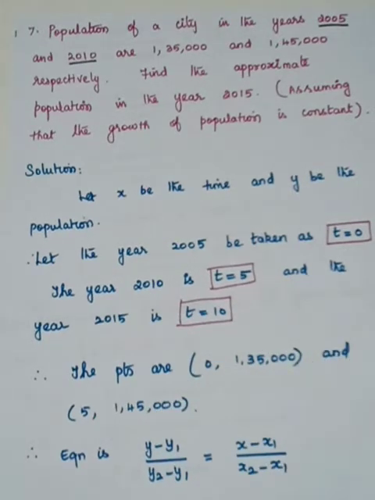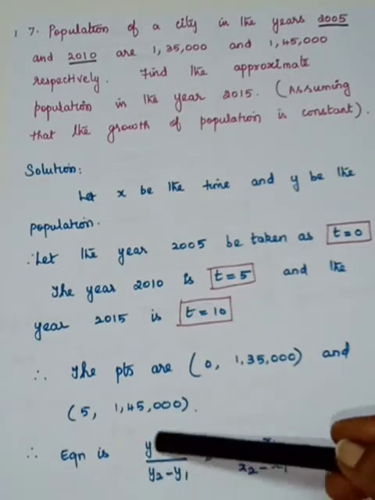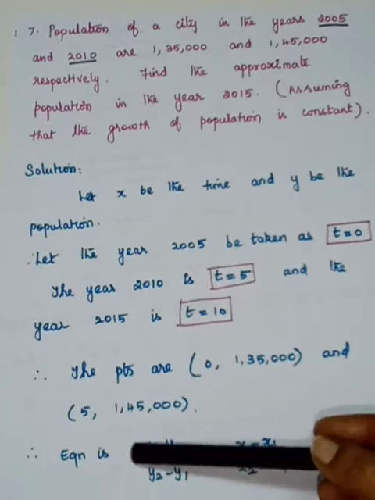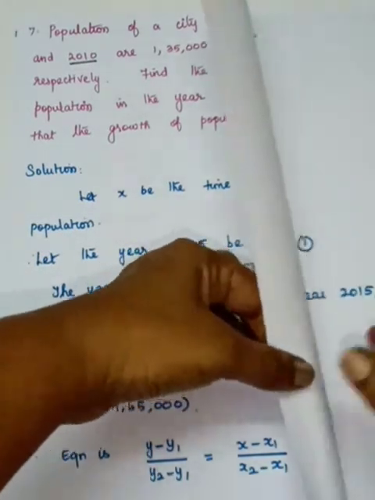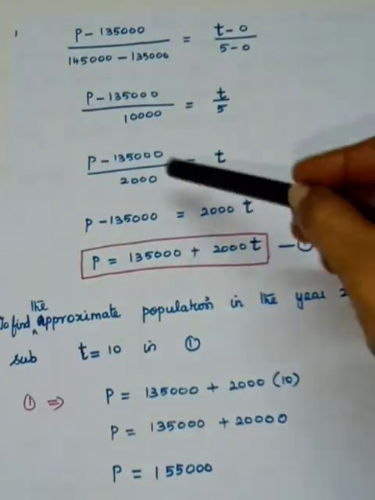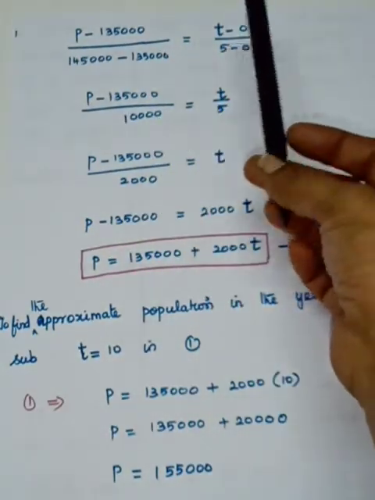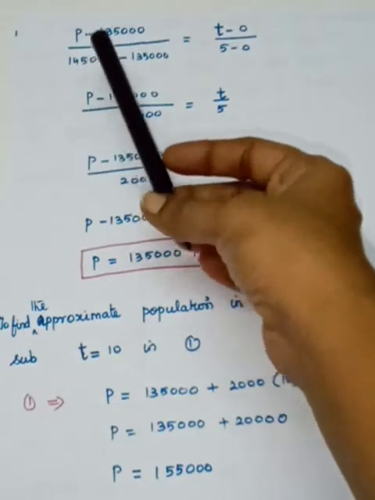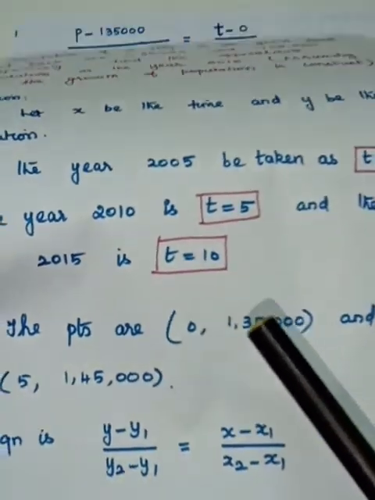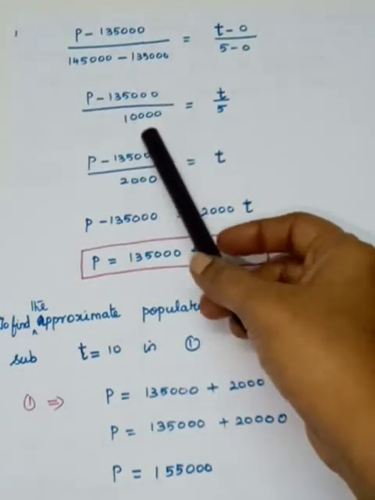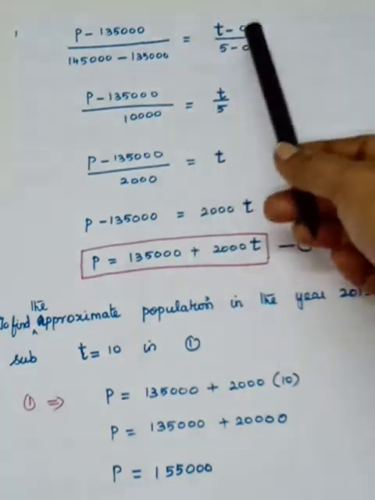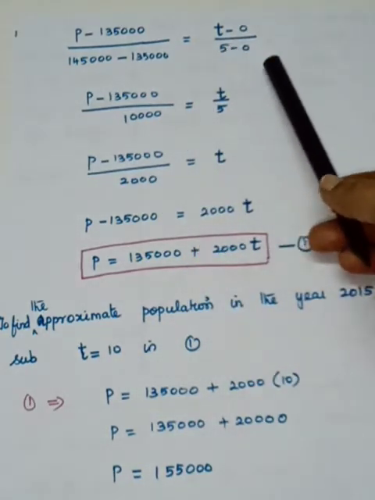So you have to find the relation among them, means you have to use the 2-point formula. So in the place of y, what is it? Y is nothing but the population and the x is the year. So we can have y and x itself, or otherwise we can change into p and t. Okay, y as p. So p minus y1. What is your y1? 1,35,000 divided by y2 is 1,45,000 minus 1,35,000. Thus it is 10,000 here is equal to t minus 0 divided by 5 minus 0.